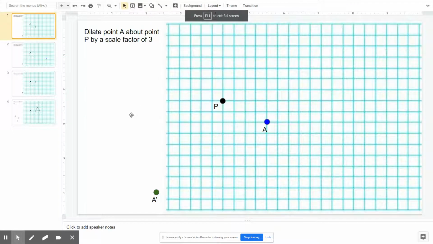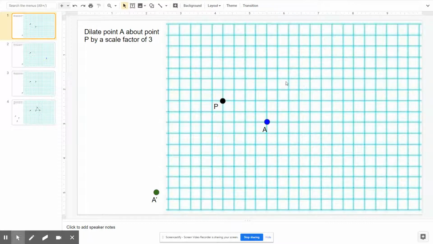All right. So there's some of you have been having problems with this dilation thing. Originally I just planned to do it around the origin, but things have changed in life. So what I have here is a graph and 2 points, a point A and a point P. That says dilate point A about point P by a scale factor of 3.